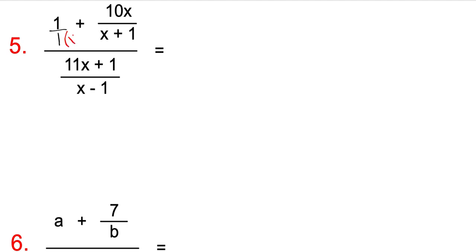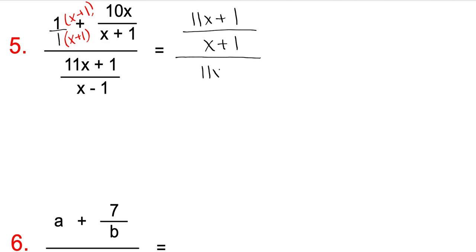So here, we need an x plus 1 in the bottom, which means we also have to put it in the top. Okay, so we know our denominator is going to be the x plus 1. And then we add across the top. So here's one where we're actually going to have to add. Add those together. That's 11x plus 1. We're just adding like terms there. And then my denominator of the complex fraction is 11x plus 1 and x minus 1 on the bottom.